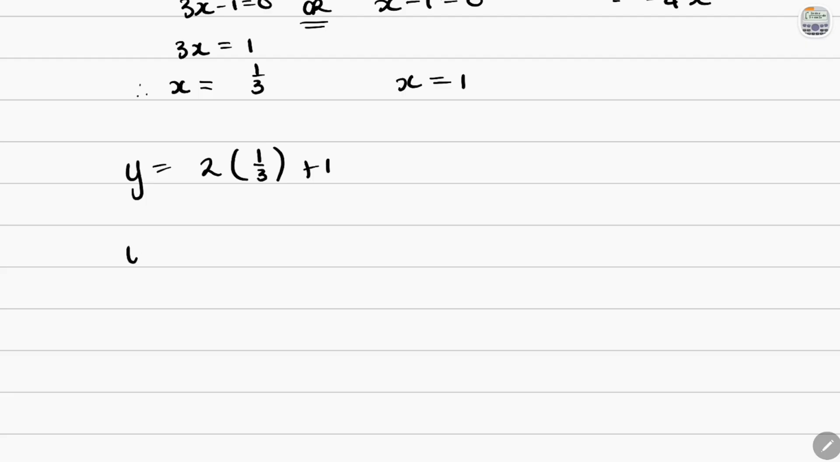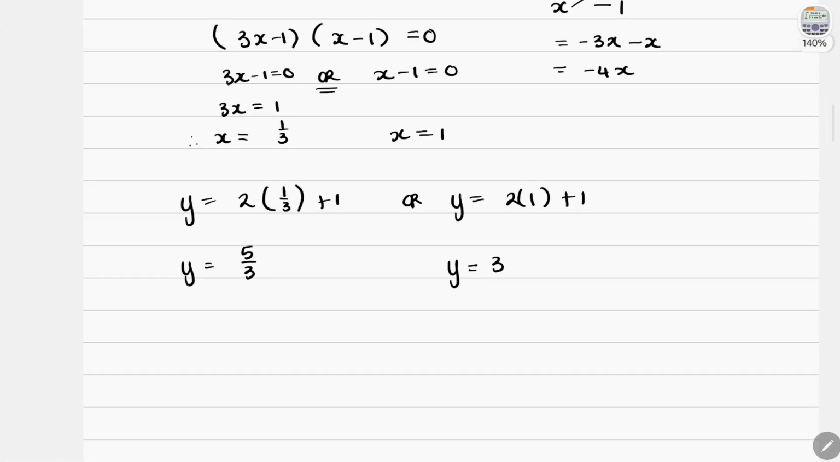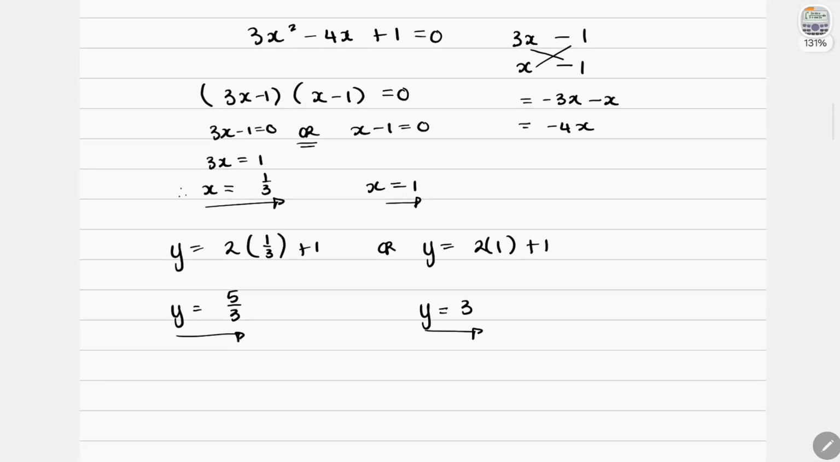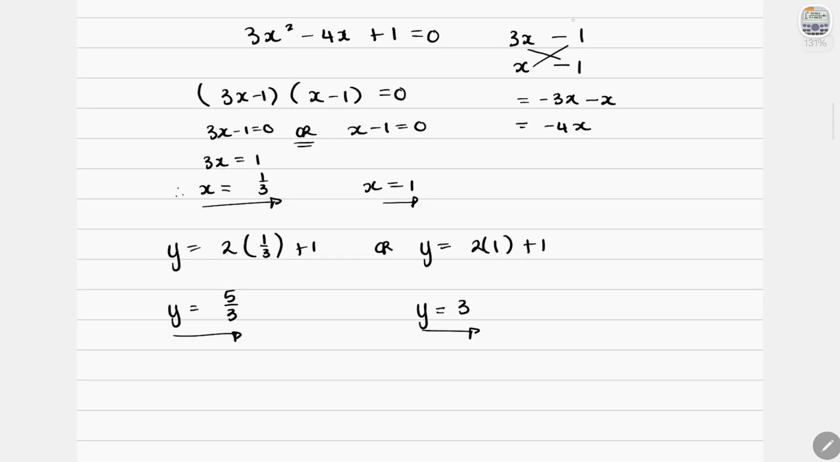Okay, so for 1 over 3, y equals 2 over 3 plus 1, which can be 3 over 3, which is 5 over 3. So 5 over 3, for y equals 2x plus 1. Okay, we substitute 1 here. So the y value that goes with this one is 3. So these are our answers. x is equal to 1 over 3 and y equals 5 over 3, or x equals 1 and y equals 3. And that is our answer. Moving on to the next question.